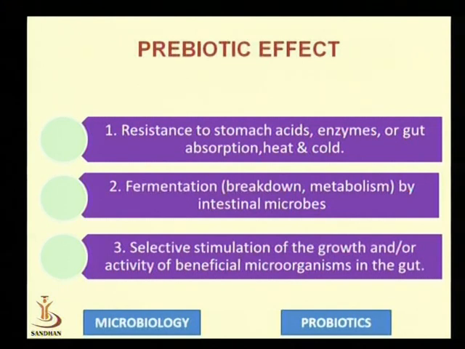If we look at the prebiotic effect, then in selecting these prebiotic substances, we must ensure that the prebiotic is resistant to stomach acid, enzymes or gut absorption, as well as resistant to heat and cold. Besides this, the prebiotic should be able to undergo fermentation by intestinal microbes, which produce acid and make the condition favorable for the growth of probiotics. And last, the prebiotic is also able to stimulate the growth and activity of beneficial microorganisms in the gut.